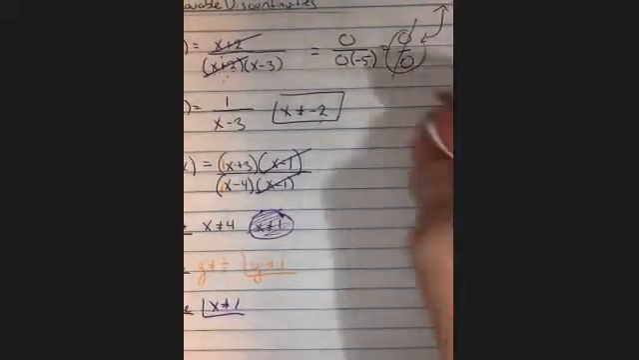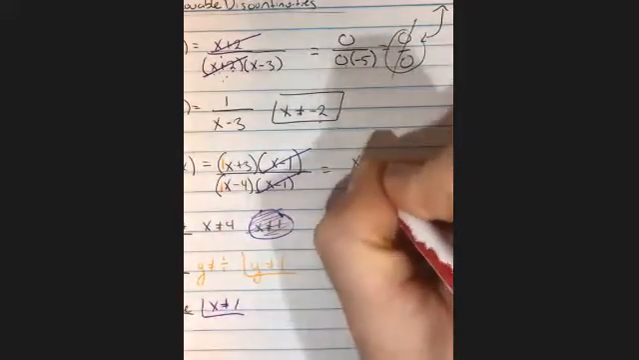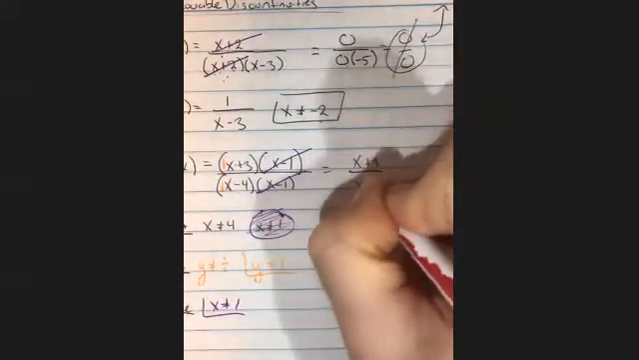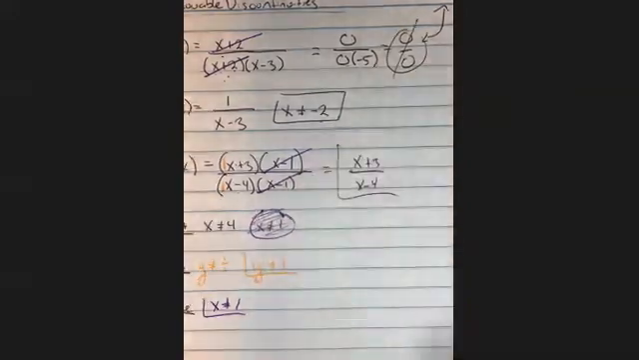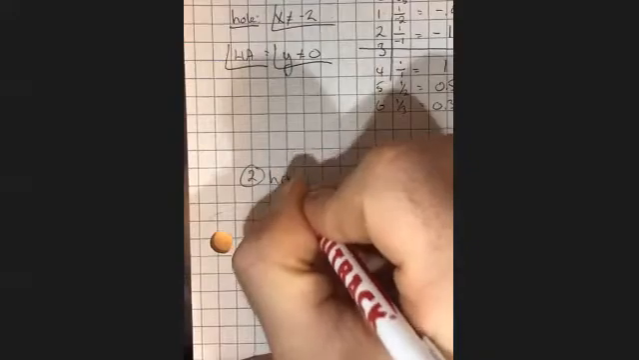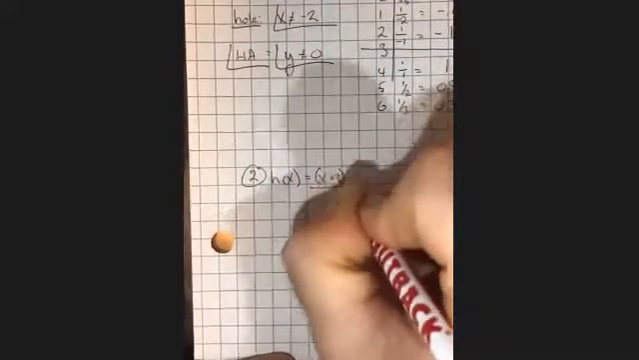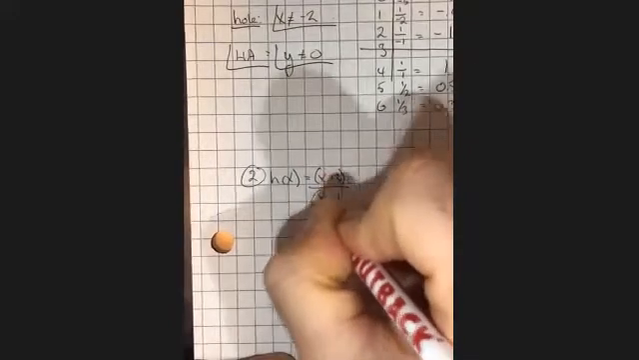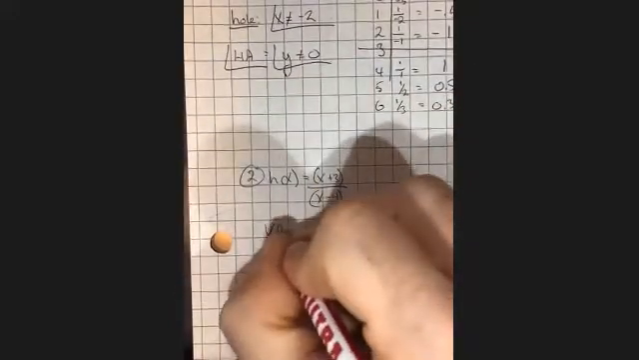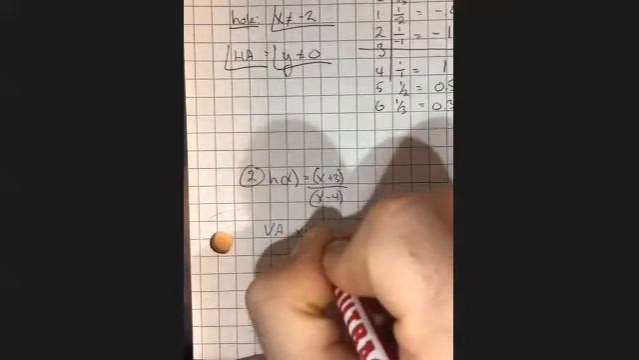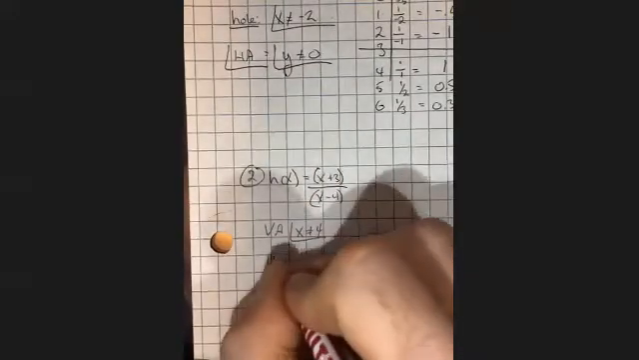Our simplified graph that we are graphing is x plus 3 over x minus 4. We're going to graph that over here. Let's write that on our graph paper. For 2, I have h of x is equal to x plus 3 over x minus 4. I have a vertical asymptote. X can't equal 4. I have a horizontal asymptote.